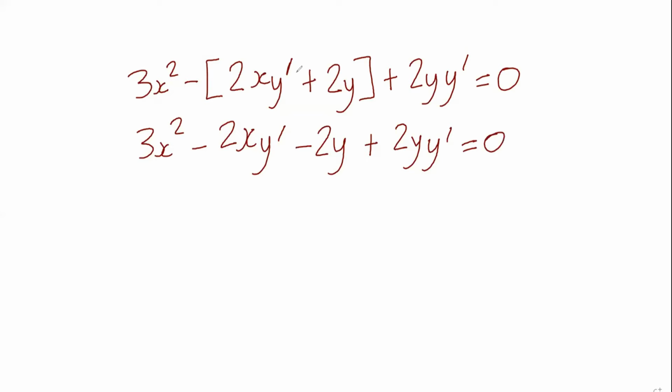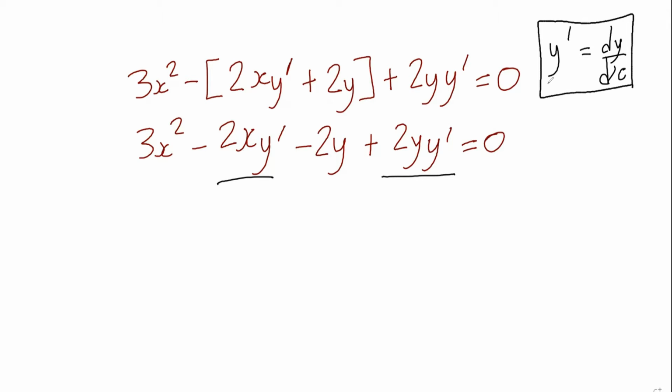So from these two, we can factor out the terms with y prime because we're trying to make y prime the subject, which is dy by dx. Remember, y prime is the same as dy by dx. All right, so that's what we're going to use to find the gradient.